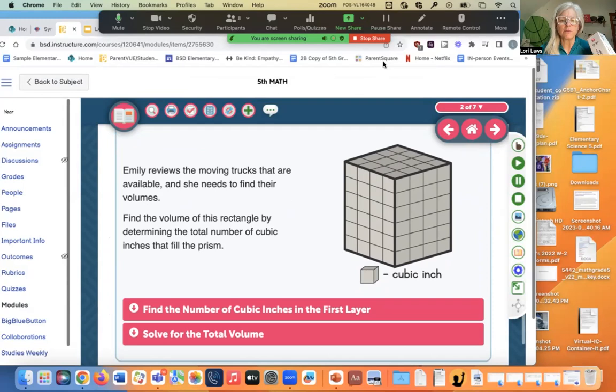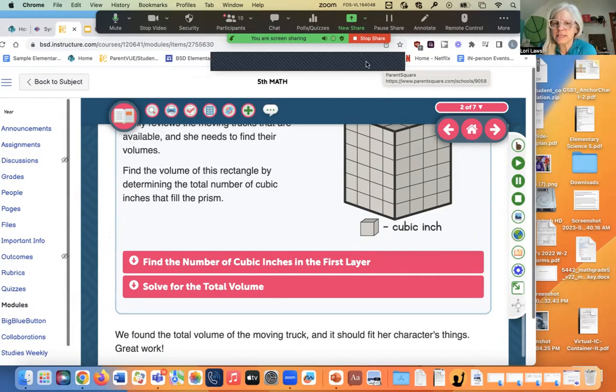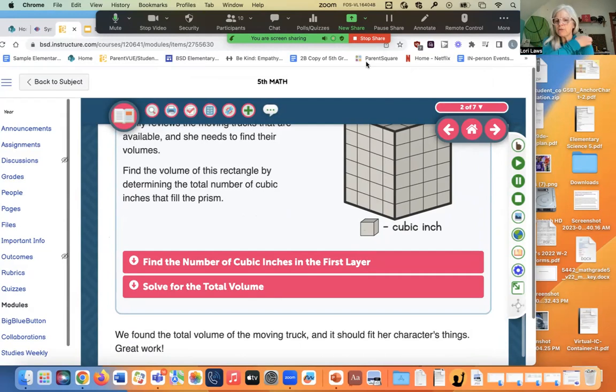Emily reviews the moving trucks that are available. She needs to find their volumes. Find the volume of this rectangle by determining the total number of cubic inches that fit in the prism. So if you were doing this, they say find the number of cubic inches in the first layer. The one thing I've seen kids do is count the lines instead of counting the tiles. You want to be careful to count the tiles, because if you count the lines, it will be wrong.